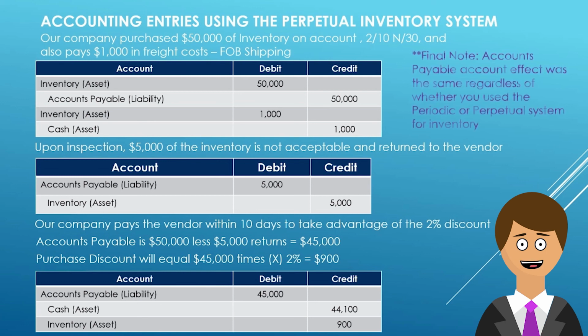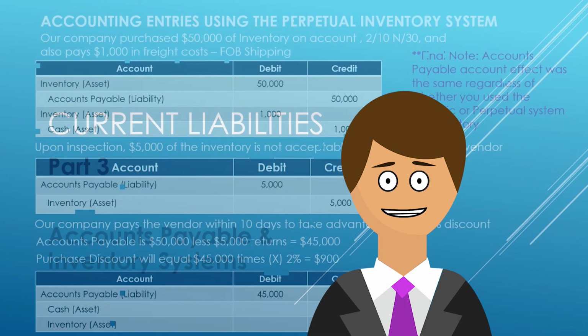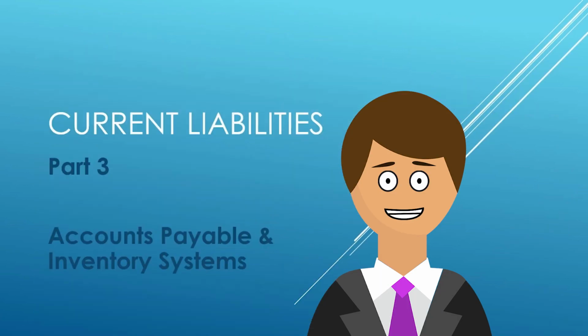So at the end of the day, our final note is the accounts payable account effect was the same regardless of whether you used the periodic or the perpetual inventory system, but I wanted you to see the difference in the transactions between those two systems. So I hope that helps you understand accounts payable as it relates to inventory systems.